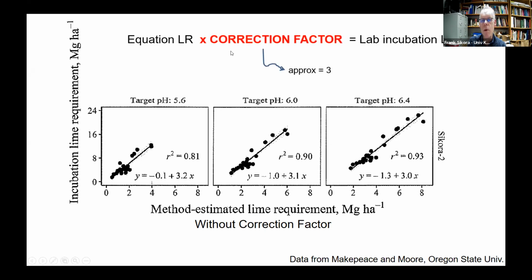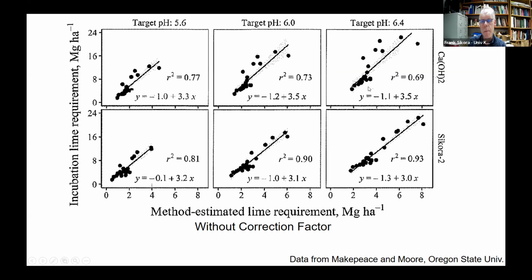The equation: lime requirement times 3 equals lab incubation lime requirement. They also performed the single addition calcium hydroxide method, and it was very striking that they had very similar slopes of about 3. So it looks like about the same correction needed to be applied to the calcium hydroxide method for comparing the incubation lime requirement to the method estimated lime requirement.